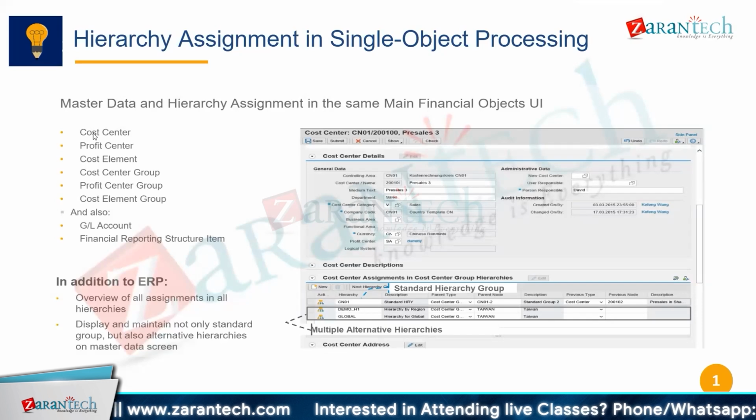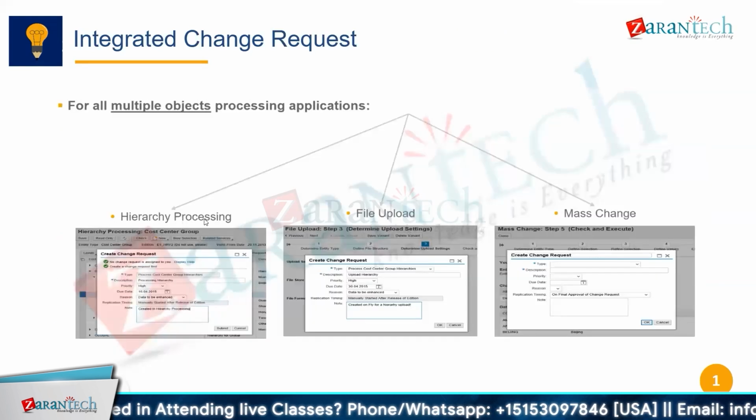It will be applicable for cost center, profit center, cost element group, profit center group, and GL account and FSV. Okay. You will have a hierarchy process, you will have file upload, and you will have mass change. So for the hierarchy process, we have seen how the hierarchy will be displayed and how you can add the objects under the hierarchy, under the groups, right? This is the hierarchy process. And the file upload and download.